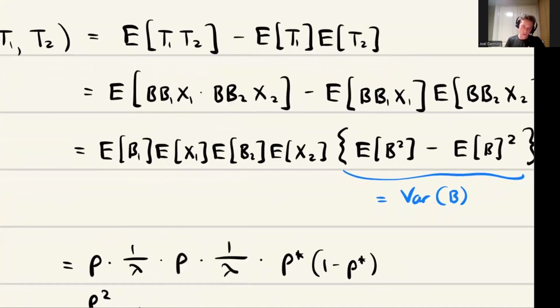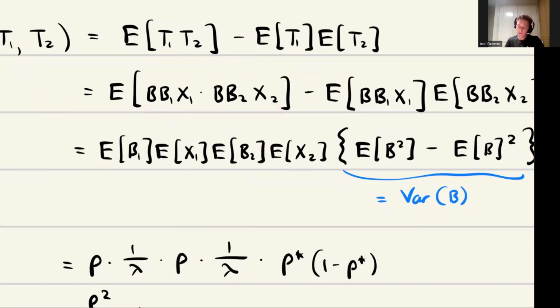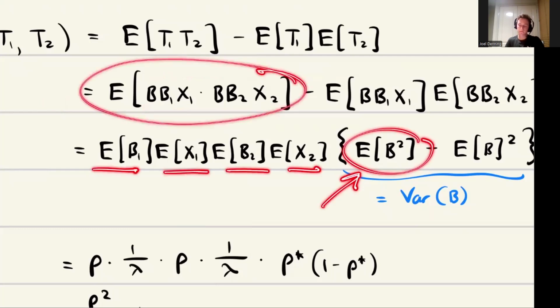Then inside this first one, you'll see we're going to get a B squared, B1, B2, X1, X2. Hopefully you agree, if B is independent of those, then B squared is also going to be independent. Since all of these random variables are independent of each other, we can split them all into their own individual expectations. That'll give us the expectation of B squared, which I've got over here, expectation of B1, X1, B2, X2. So that's this first part.